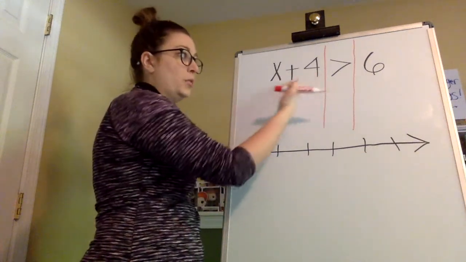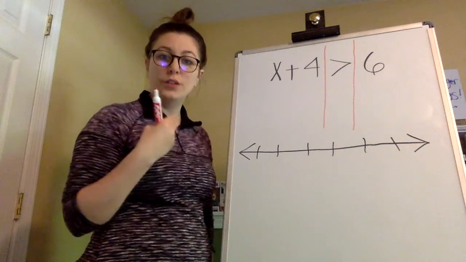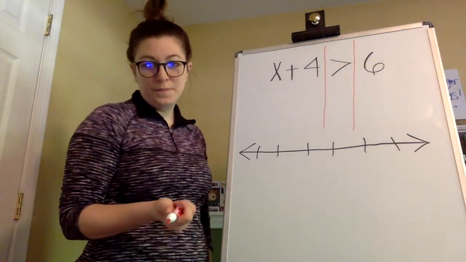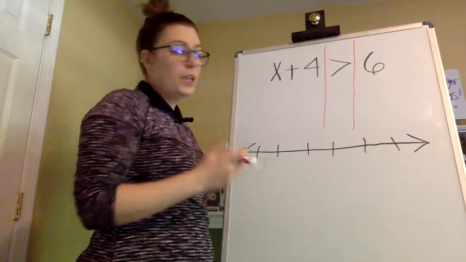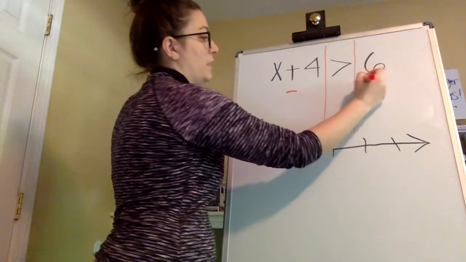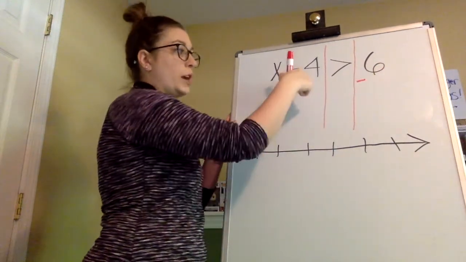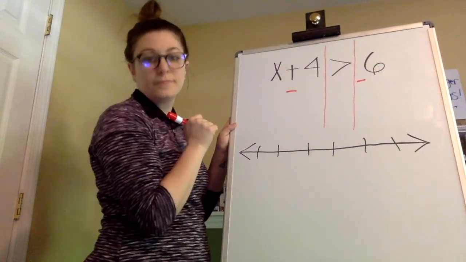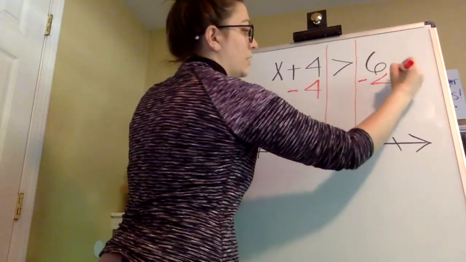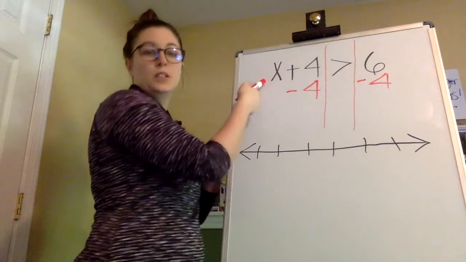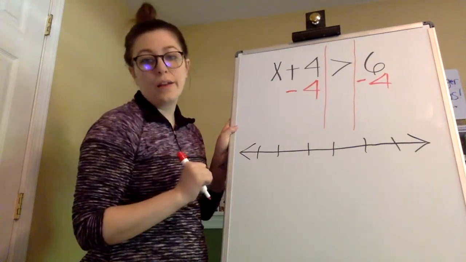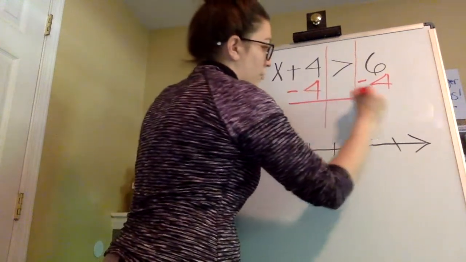What has already been done? Well, they've added 4. So to undo that, we have to do the opposite of addition. So what's the opposite of addition? Subtraction, right? So we're going to subtract on both sides, because whatever you do to one side, you have to do to the other. And we're going to subtract how much? 4. Right, so we want to get our variable all by itself. Remember, variable is the fancy term for this letter or a symbol that is representing an unknown value. So we are subtracting 4 here.